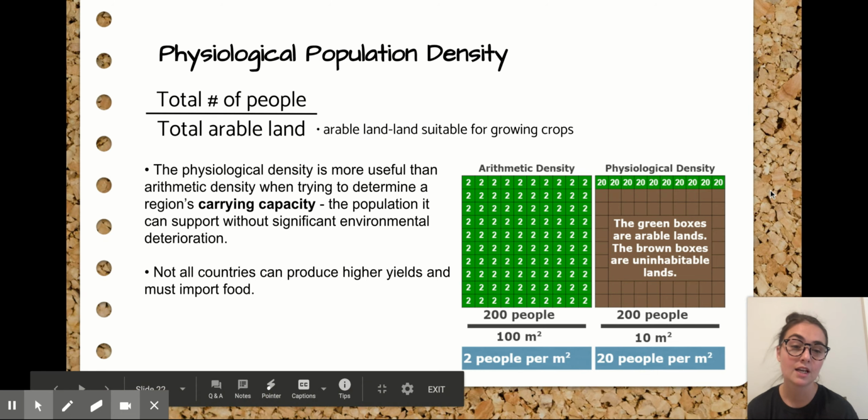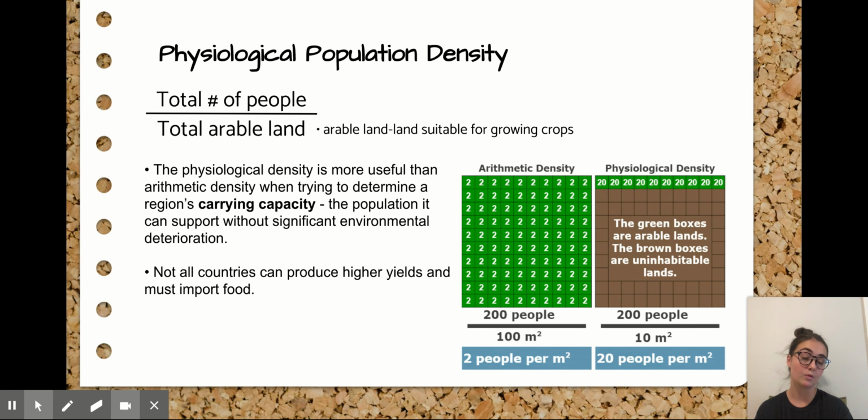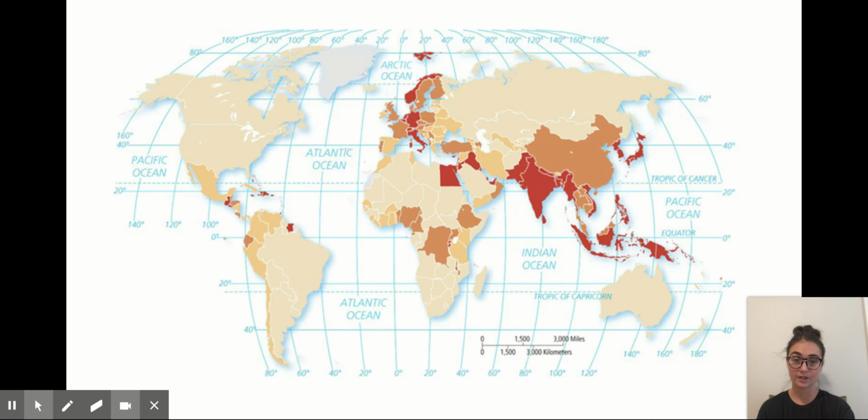This over here kind of gives a good illustration. So this is arithmetic population density. It's saying that with 200 people, there are 2 people per square mile. So you feel like you have a lot of space. However, this is actually showing us that these 200 people are living on 10 square miles of arable land. And so the physiological population density is way more dense than the arithmetic population density.